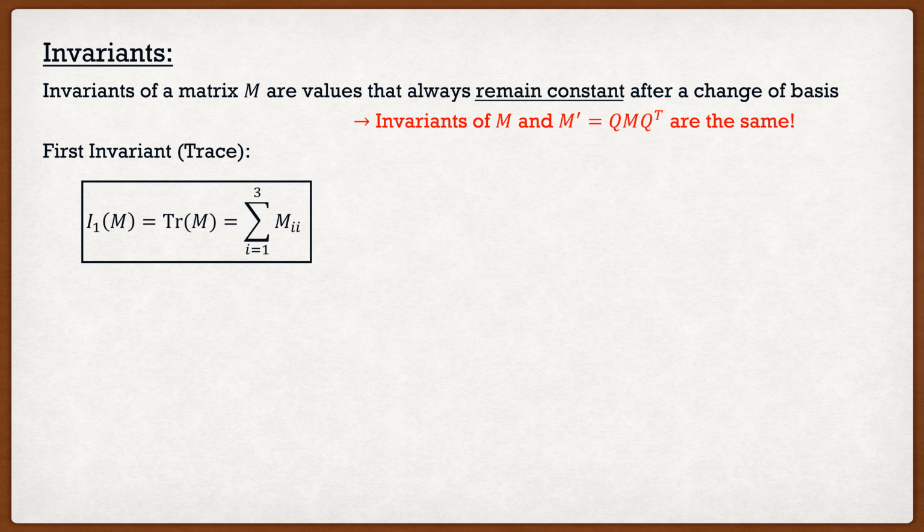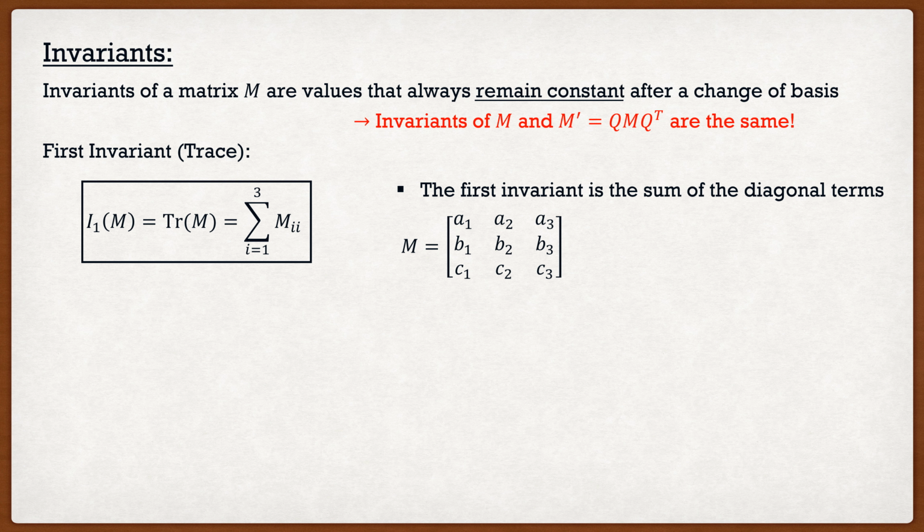So the first invariant, very, very simple to calculate, which we say is I1 of M, is called the trace of M. So that's why I have that TR of M, because it's typically called the trace of M. And this is equal to the summation from i equals 1 to 3 of M_ii. Now looking at that, you guys say, well, summation, Clayton, that just looks like garbage. Show me exactly what it means. Well, to put it simply, the first invariant is the sum of the diagonal terms. So if I had a matrix M, which is A1, A2, A3, etc., well, the first invariant of this matrix is just going to be the summation of those diagonal terms. So I1 of M is just going to be A1 plus B2 plus B3.